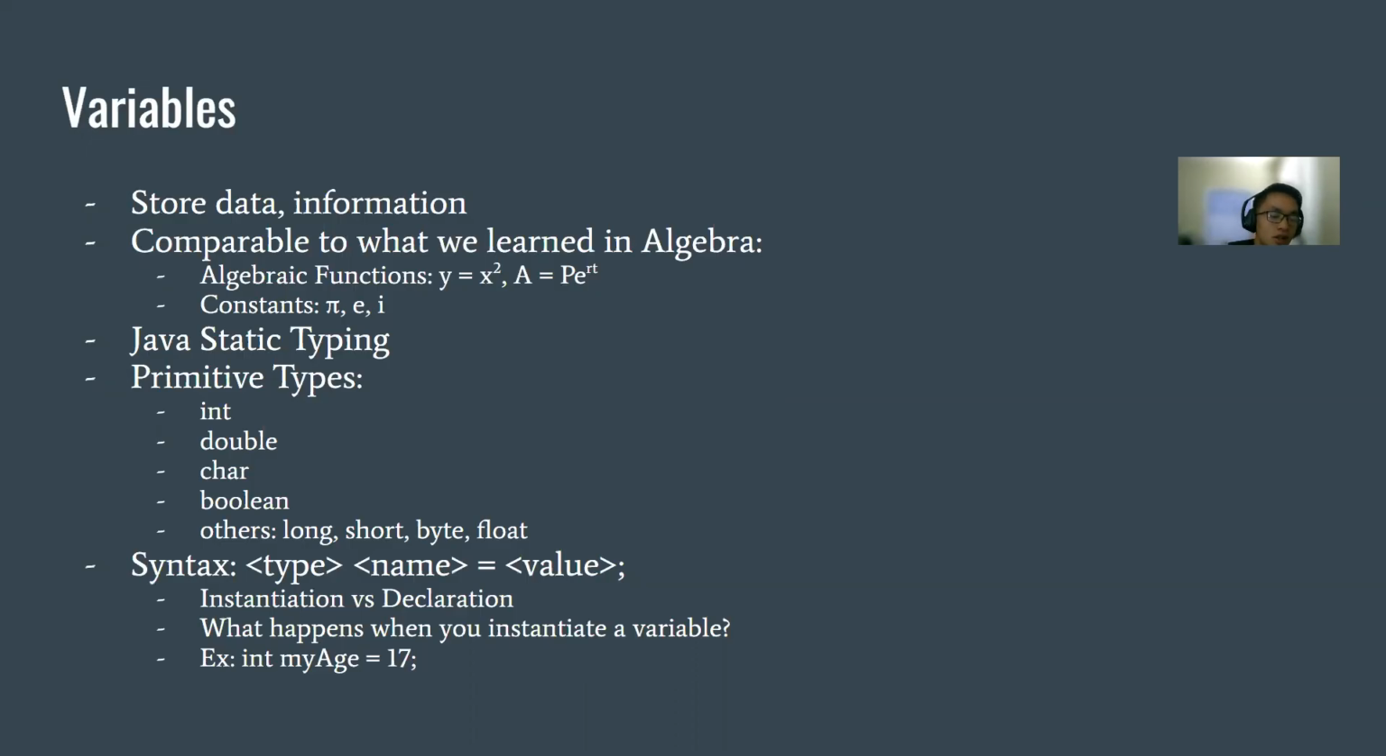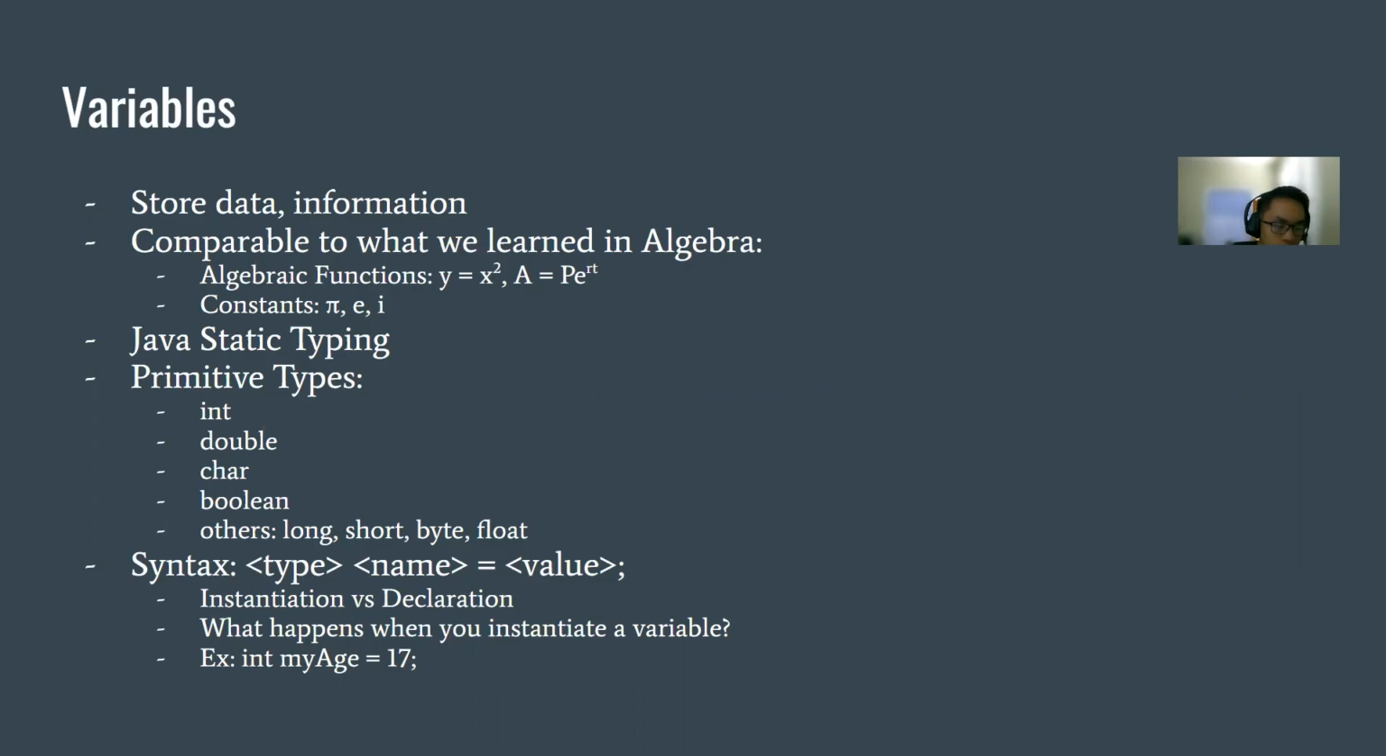And the others, long, short, byte, float, those are also just all numbers. Long is a longer version of int, short is a shorter version of int, byte even shorter, and float is a floating point number, so it can also have decimals. And I believe it is shorter than double.